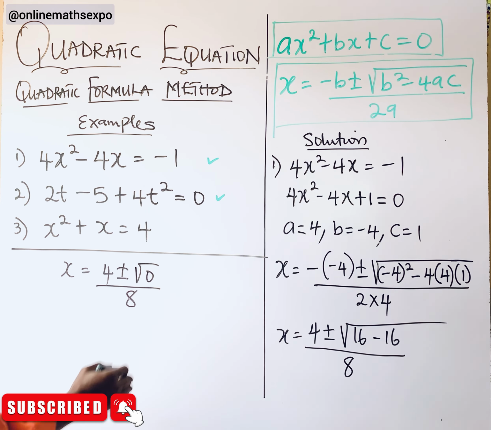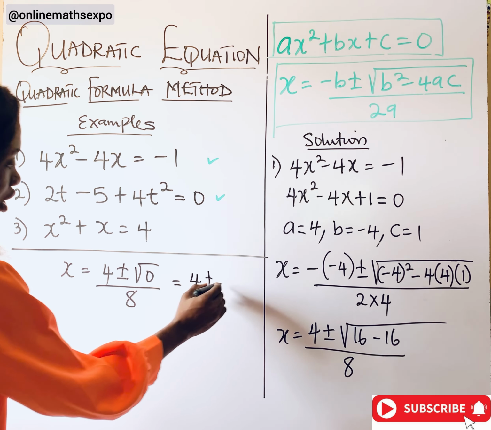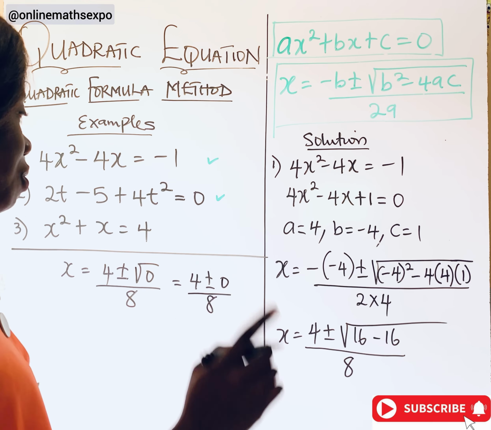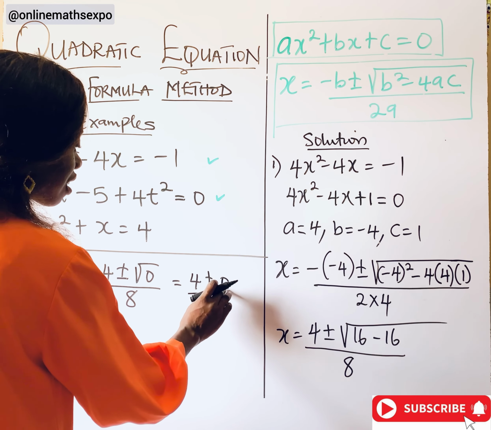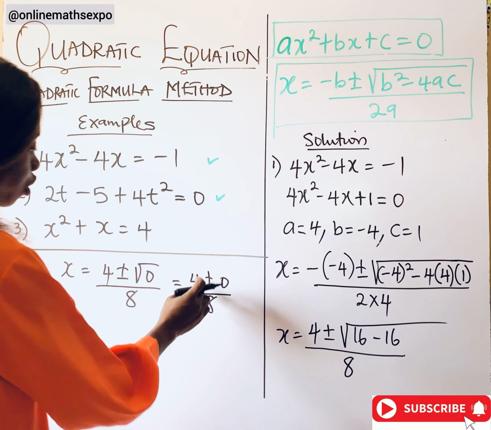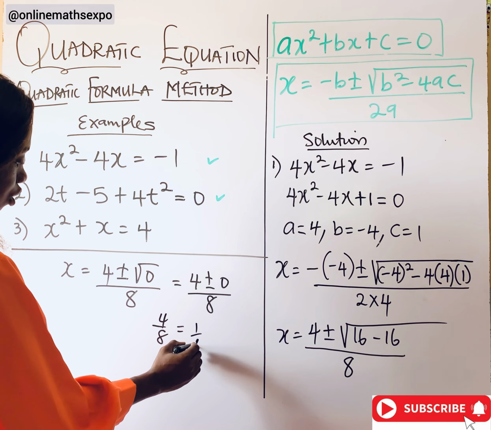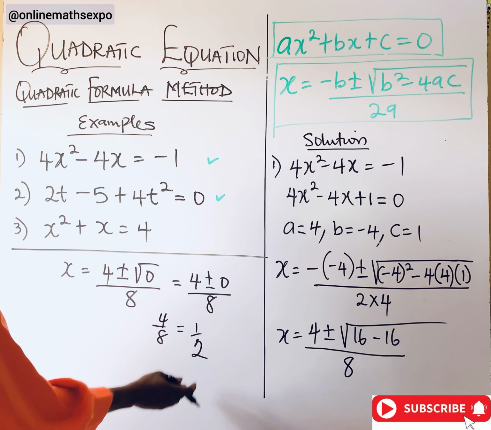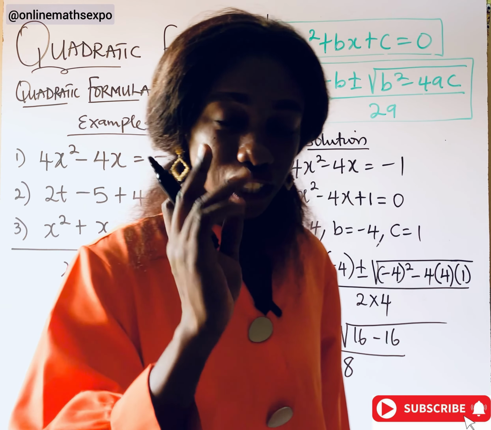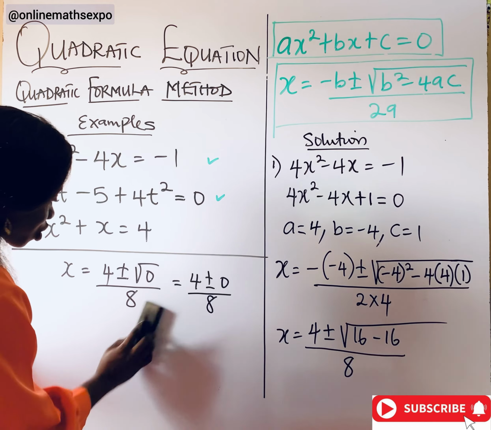So what does it mean? This is the same as 4 plus or minus the square root of 0, which is 0, all over 8. Now be careful. Some students will just say, since it's 0, we add 4 to 0, everything is 0. So we're going to have 4 over 8. And when they simplify, they will say it's 1 over 2. And you know, 1 over 2 only is not just an answer. For it to be a quadratic equation, there must be 2 values of x. So what do you do at this point? Let me show you what you do.